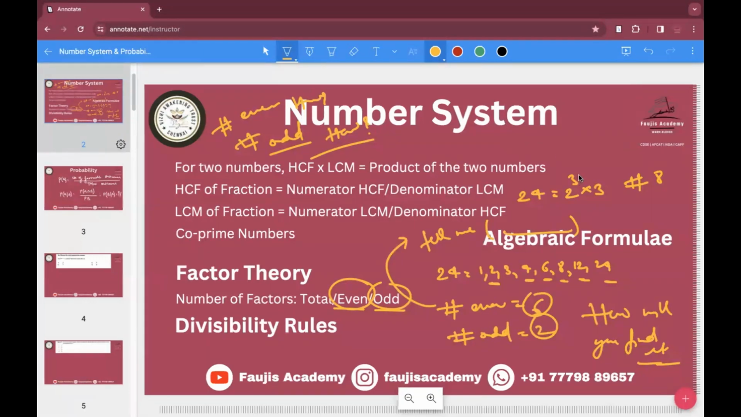Fiddle around with these powers. This is your hint. When we have to find the number of factors, why do we do 3 plus 1? Why do we do 1 plus 1? You have to find the reason behind this. The moment you find it, that's the eureka moment for you. So take 1 minute of your time.